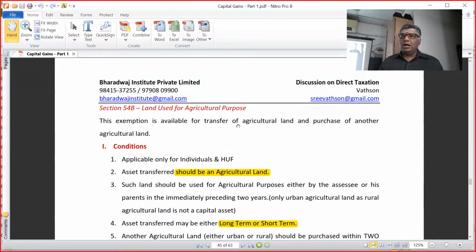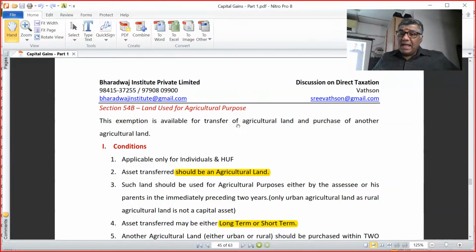54EC: sell land and building which is a long-term capital asset. That is important. And purchase specified bonds, the two bonds, and the period is only 6 months, not more than that, for the investing period.